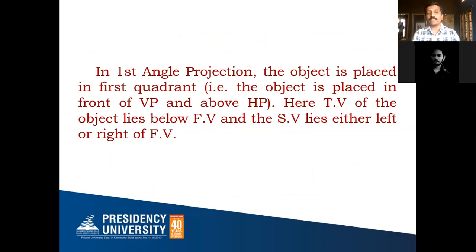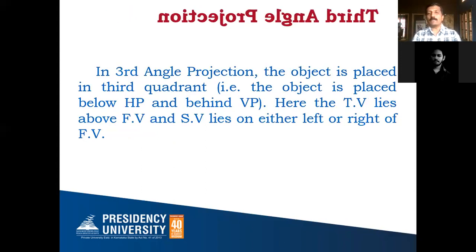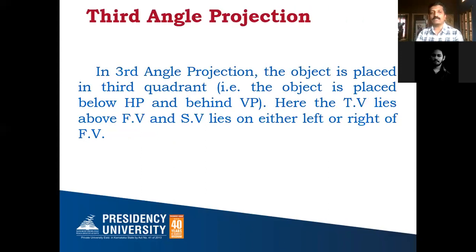That is front view as well as top view, and side view also lies either left or right side of your front view. Coming to the third angle projection system. In third angle projection system, the object is placed in the third quadrant. What is the position of the object with respect to the third quadrant? It is below HP and behind VP.